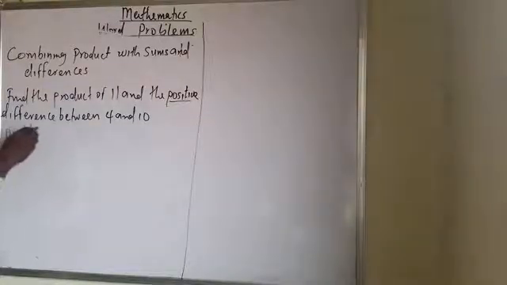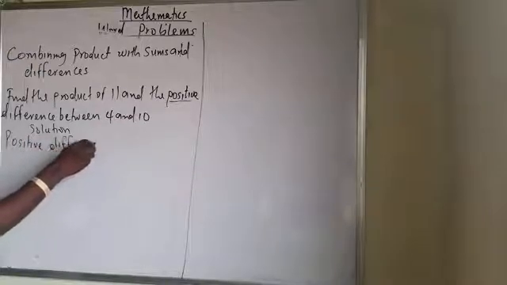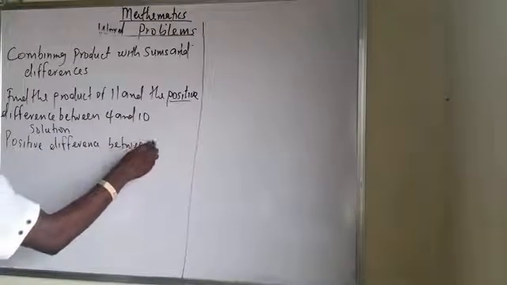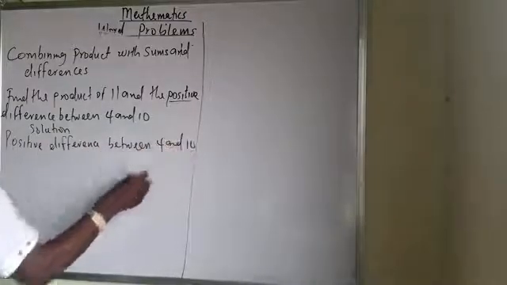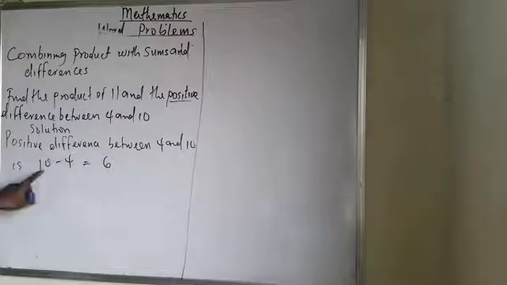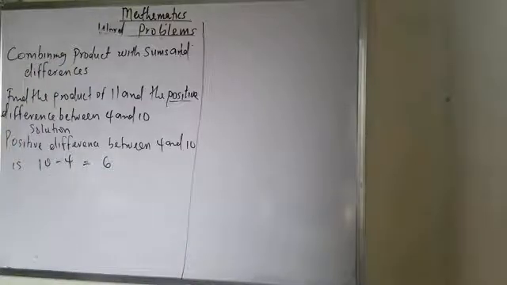Now, positive solution. The positive difference between 4 and 10 is 10 minus 4, which gives us 6. Can you see 10 minus 4 equals 6? 6 is the positive difference. Now, the negative difference will be -6, which is 4 minus 10. Please take note of that. It depends on what the question is asking.